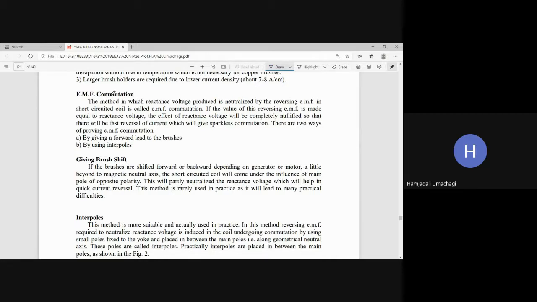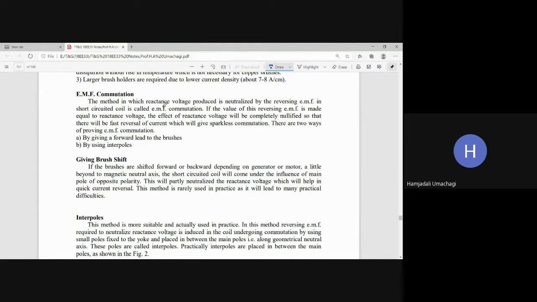So these are the requirements for having ideal commutation, right? So now how to reduce that voltage? That is the second practical method, that is EMF commutation. Let us see here. The method in which reactance voltage produced is neutralized by reversing EMF in the short-circuited coil is called EMF commutation. So here already some voltage is present because of reactance voltage. So opposite to that voltage, we are going to induce some other voltage in the same short-circuited coil. Suppose if 5 volt is induced, then by some external means we are going to apply some minus 5 volts. So plus 5 minus 5, net effect will be 0.